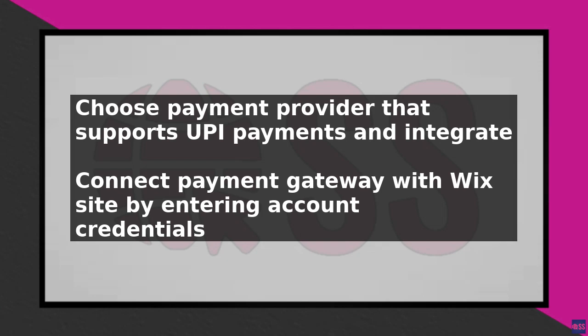Go to the Payment Methods section and click on the UPI payment option. Select the payment gateway you just connected and choose the UPI payment method. Enter a name for the payment method and set the payment method as active.